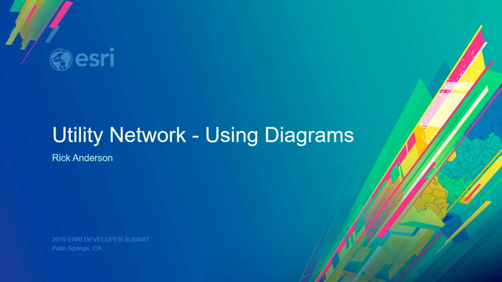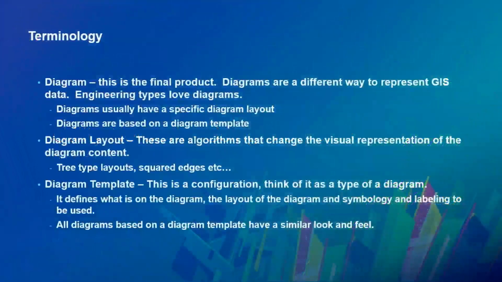The schematics was an extension that worked in the geometric network days. Network diagrams is now what we've got in the utility network. Quite a few differences. I'll point out a few along the way. The biggest one right off the beginning is network diagrams are now fully embedded inside of the utility network. There's no more extension. So when you have a utility network, you automatically have network diagram capabilities. So let's go ahead and jump in.